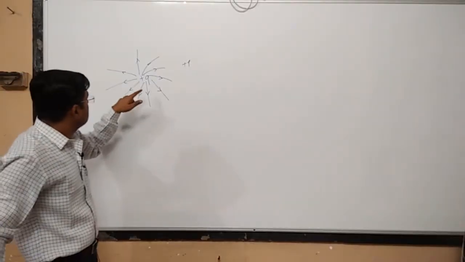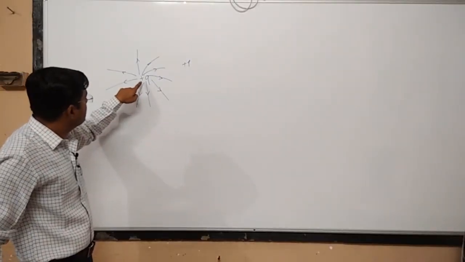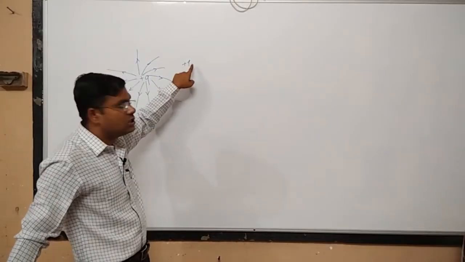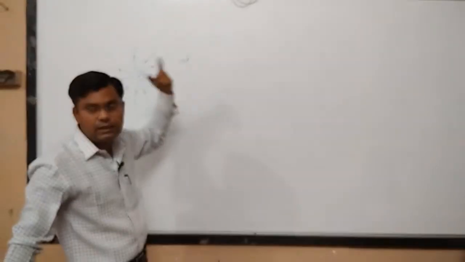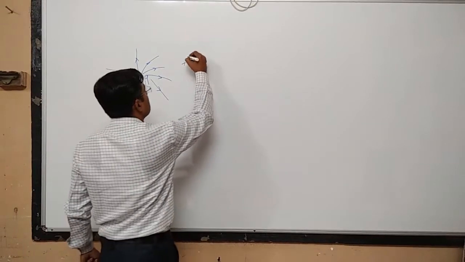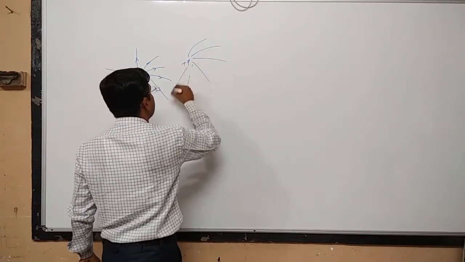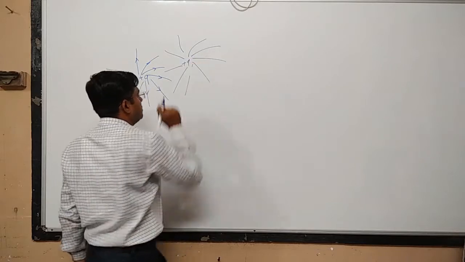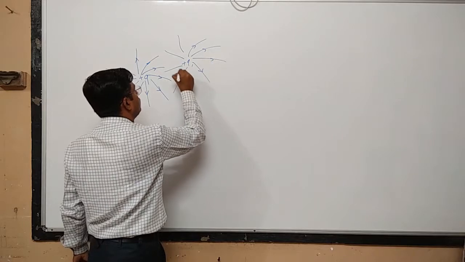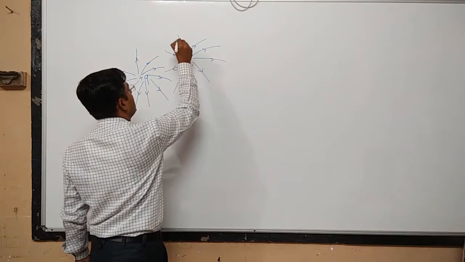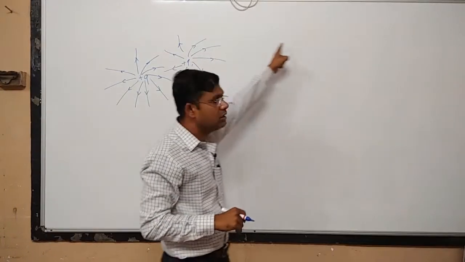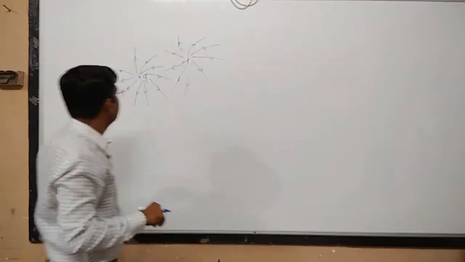Since this particular charge is represented by drawing the electric lines of forces, similarly if we bring any other charge, this charge will also create an electric field, and its electric field will also be represented by drawing electric lines of forces. Since this charge is positive, these electric lines of forces will originate from the positive charge and be directed away from it. Where will they go? They will go into infinity.